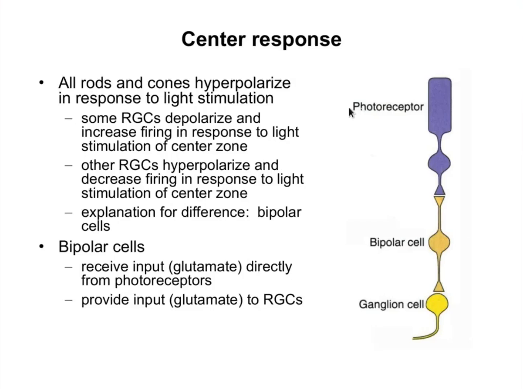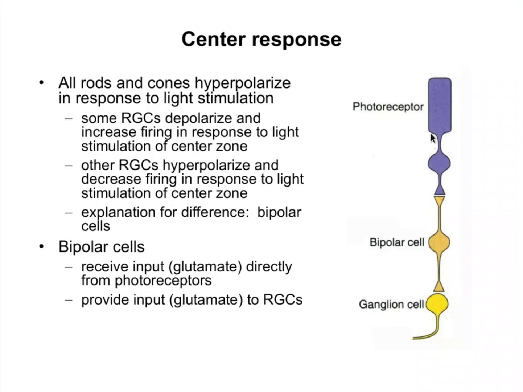Okay, so for the next several slides, I want to attempt to describe for you how synaptic interactions between the three cells within the vertical pathway of the retina, the photoreceptors, bipolar cells, and retinal ganglion cells, determines the nature of the center response. Whether a given retinal ganglion cell is on center or off center depends upon the synaptic interactions among these three cells within the vertical pathway.